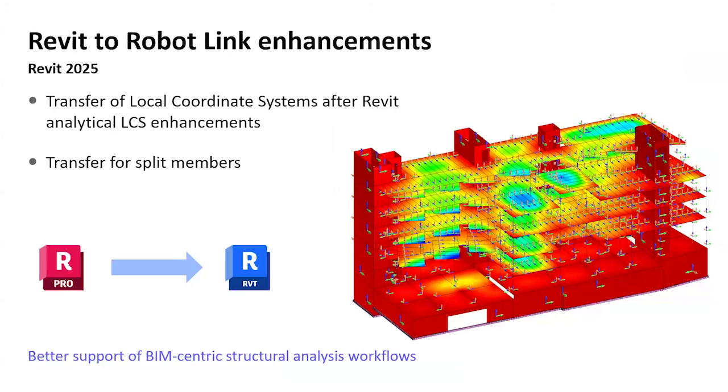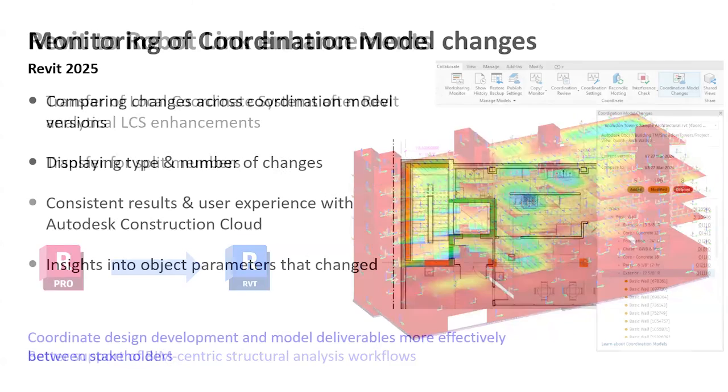Revit to Robot link enhancements, again, the coordinate systems, the transfer of split members. So the Revit model is getting more and more enhanced bidirectional data transfer between the two applications.